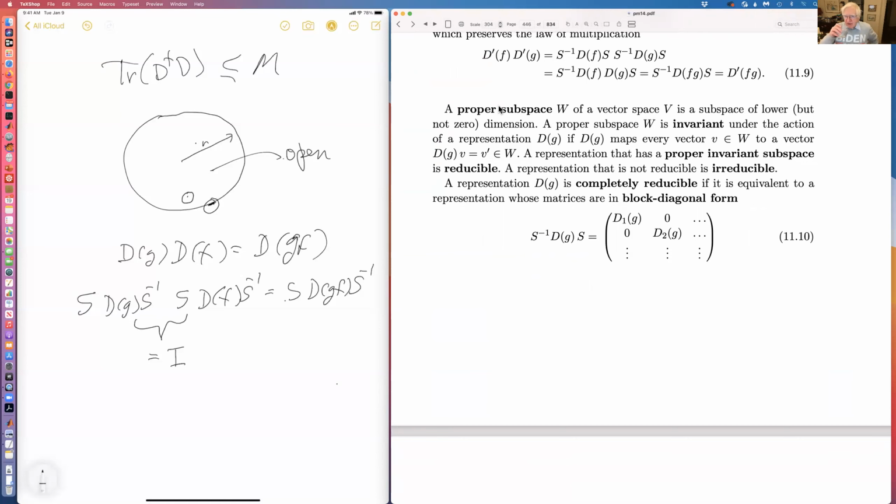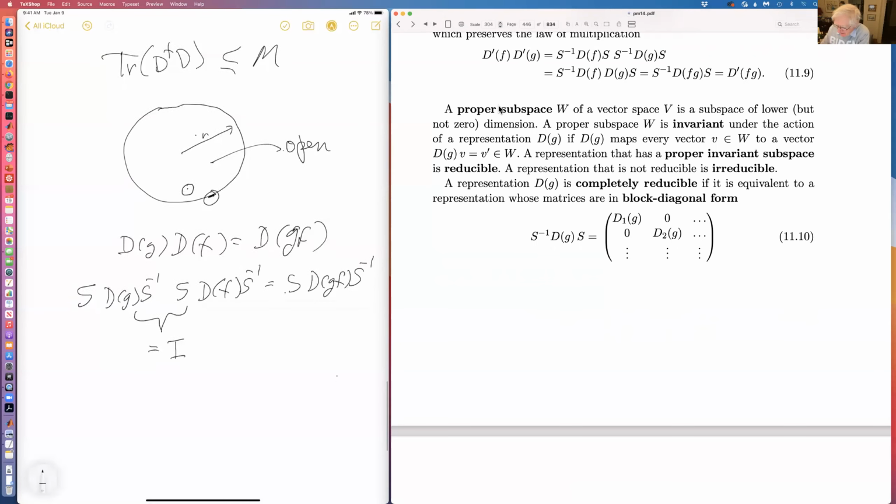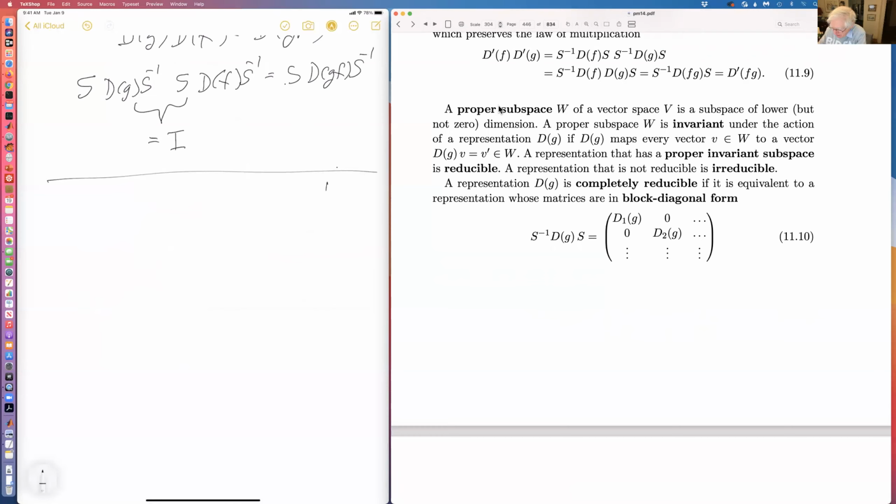Another concept that's less important but worth mentioning is a proper subspace of a vector space. This is a subspace of lower but not zero dimension. So, for example, suppose we're in three-dimensional space, which we might write as R3, then we've got vectors that are in a plane. And so we might have the unit vector in the x direction looking like this. The unit vector in the y direction might look like that. So the set of all points in this plane is a proper subspace of three-dimensional space. And to get to the rest of the three-dimensional space, you add a vector in the z direction.